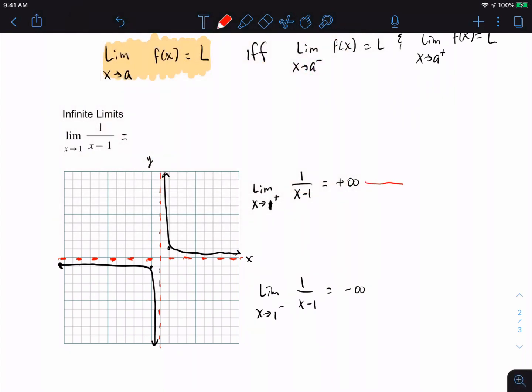Now, from the right, from the left, are these equal? The answer is no. One of them is positive infinity, one's negative infinity. That is not the same number. And since it's no, the limit of our problem is DNE. And what DNE means is does not exist.